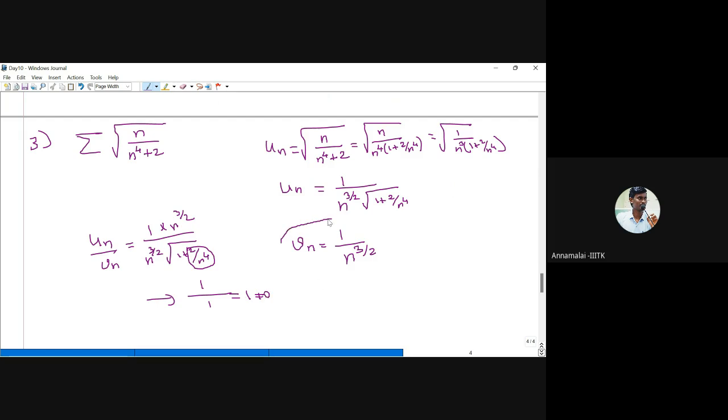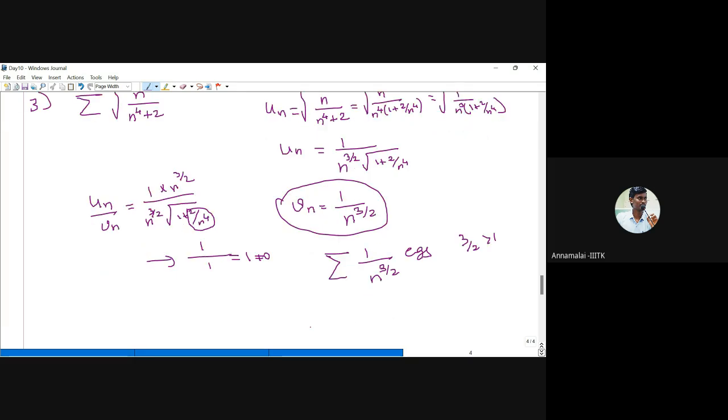And we know about this series. What can you say about summation 1 by n power 3 by 2? Since 3 by 2 is bigger than 1, by the p-series test, this converges. Since this converges, therefore summation Un also converges, because both have identical behavior. Therefore, summation Un converges.